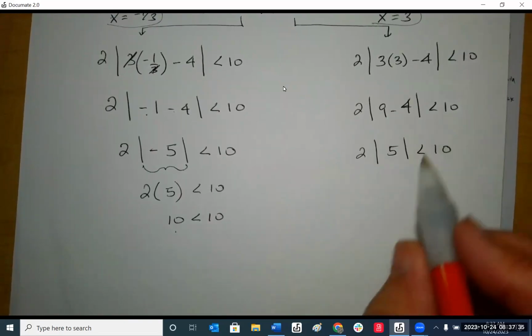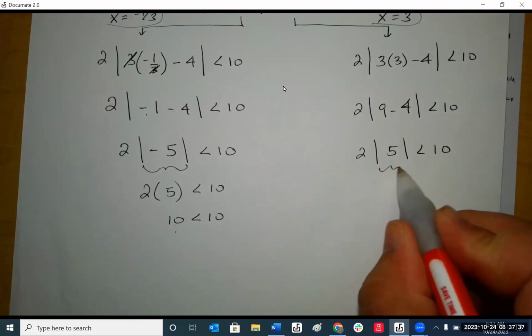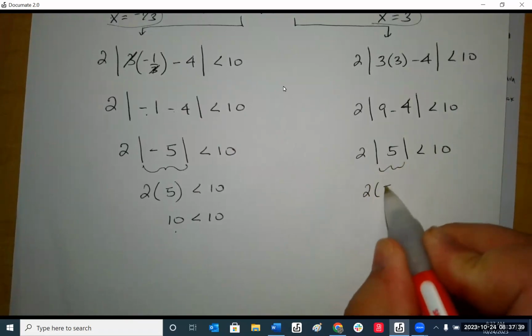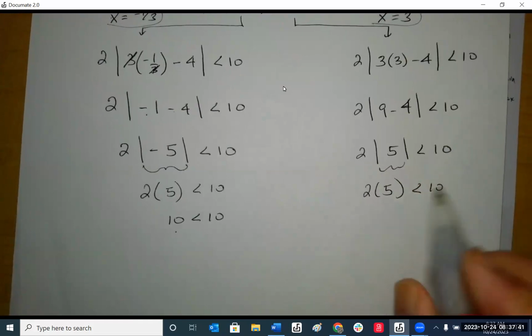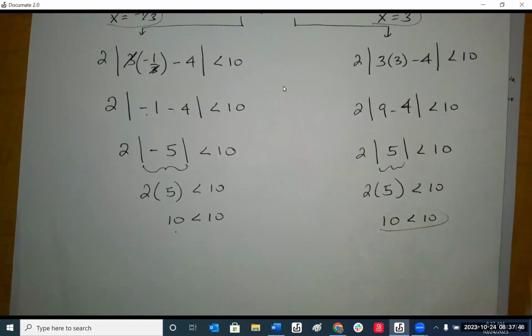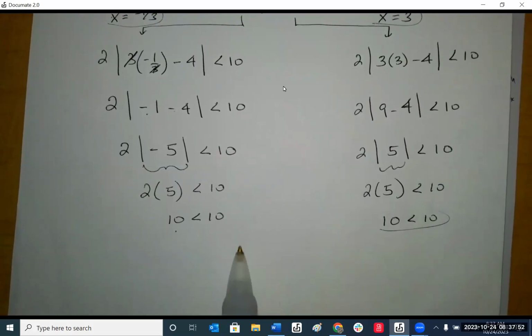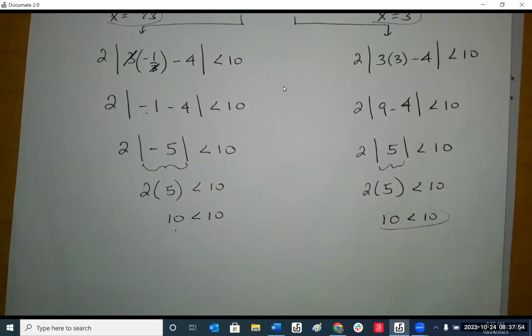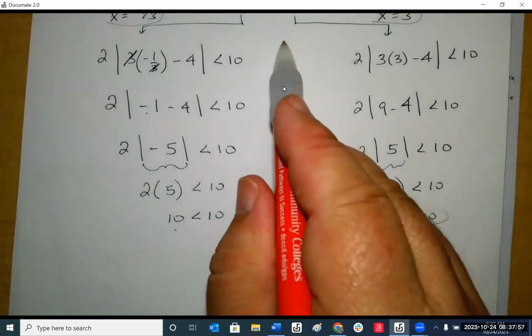That's a good sign. Absolute value of 5 is 5. So 2 times 5 is 10. That's a good sign because remember, we can't use them since it's an inequality. So we know at the endpoints we can't get to them, but they will be equal to 10. So we check in the middle.